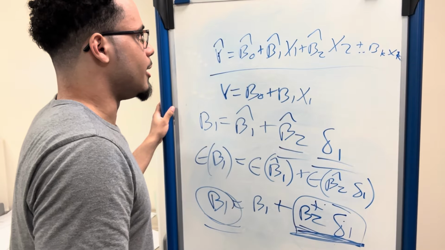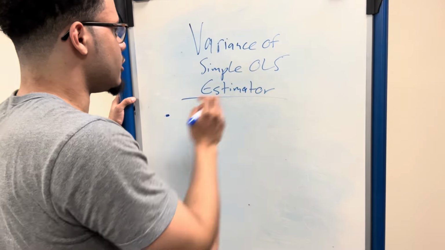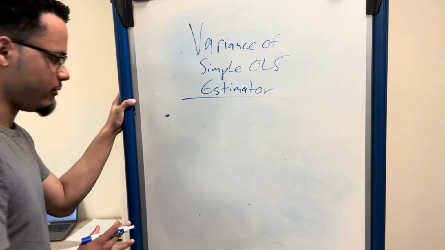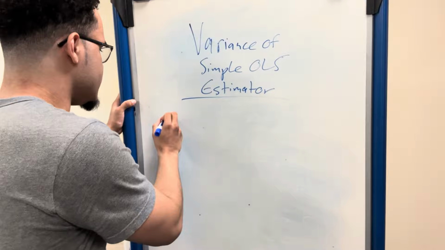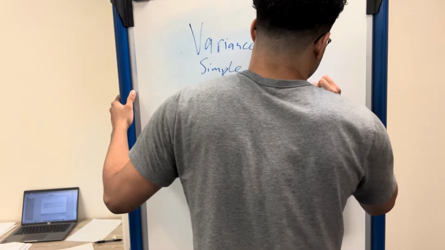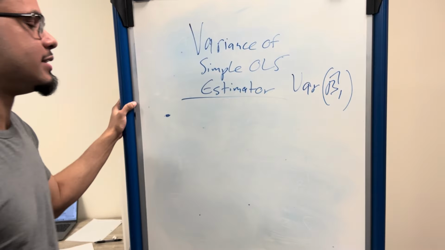So now we want to look at the variance of a simple OLS estimator and then compare it to a multiple one, now that we've looked at other properties. So essentially what we're doing is taking the variance of our OLS estimator.